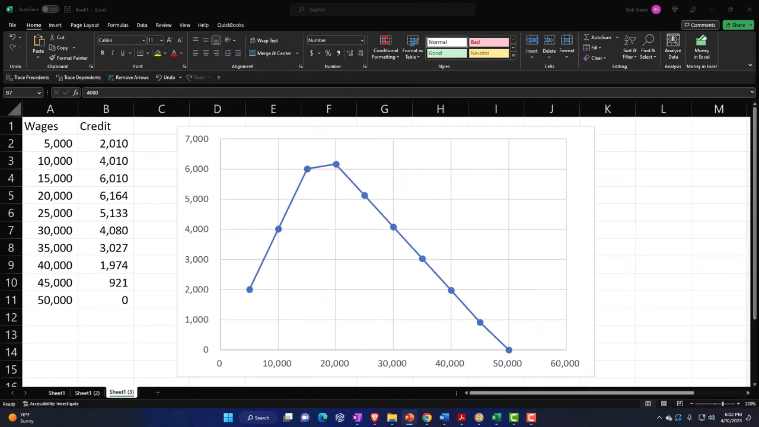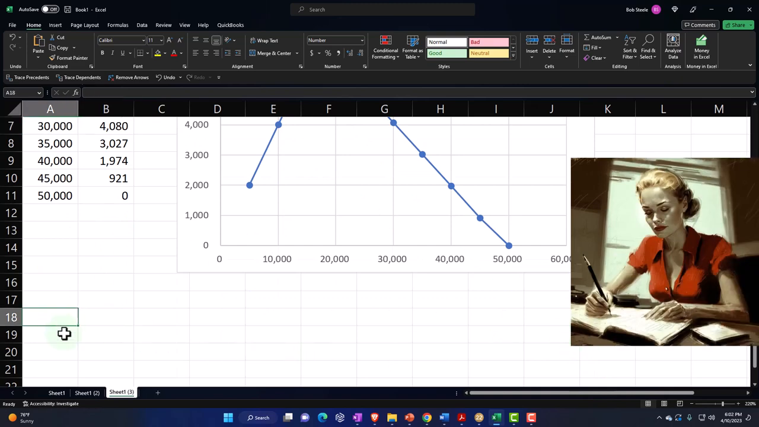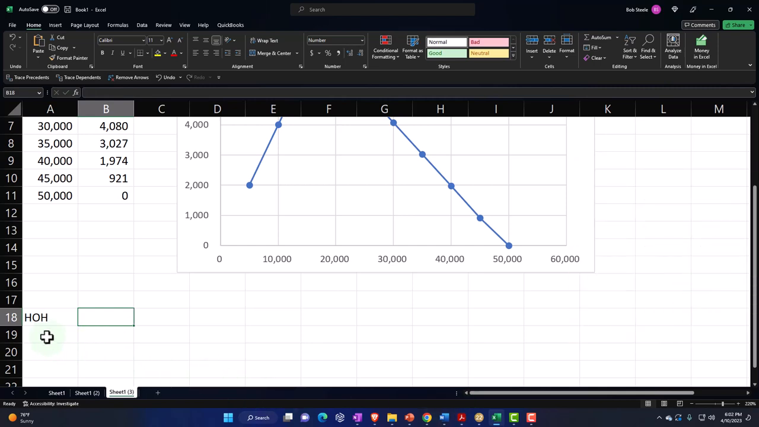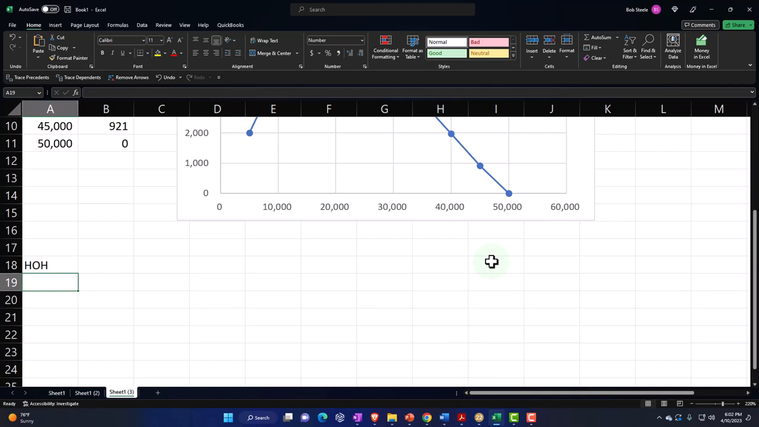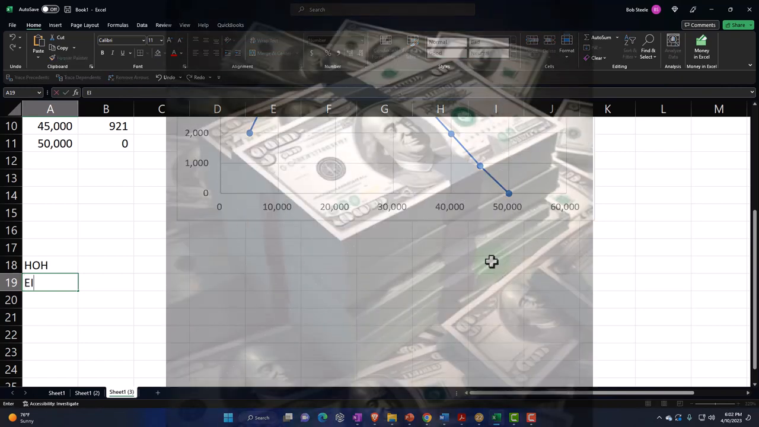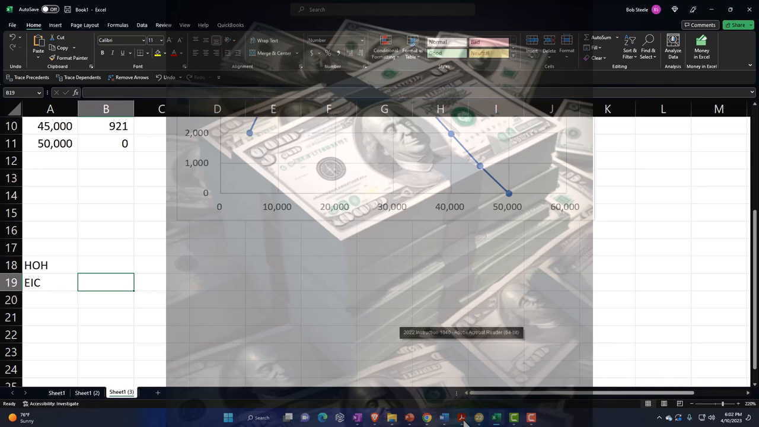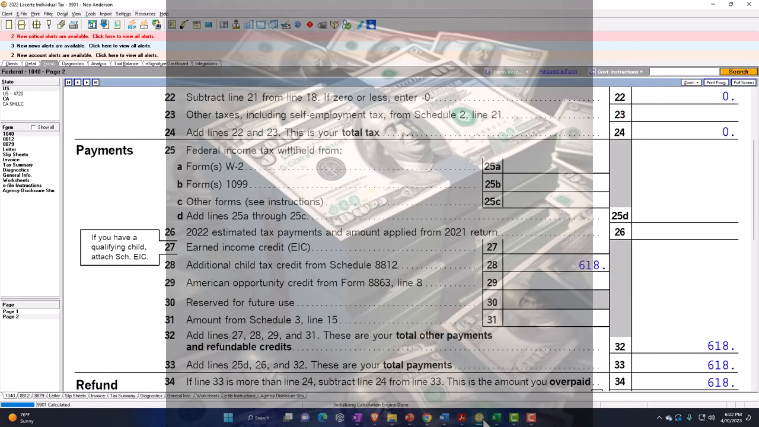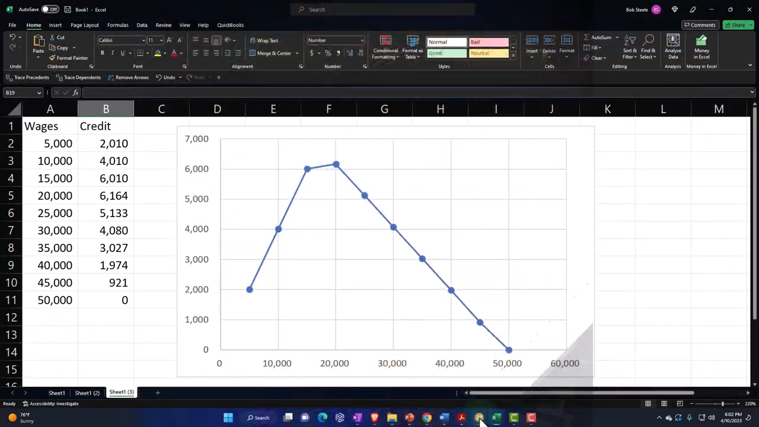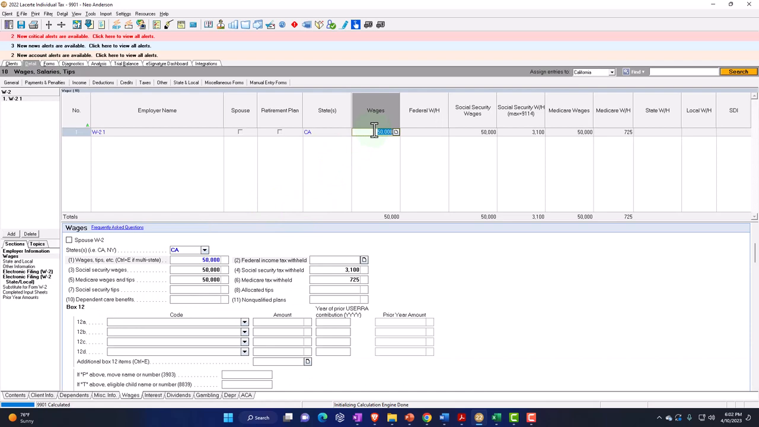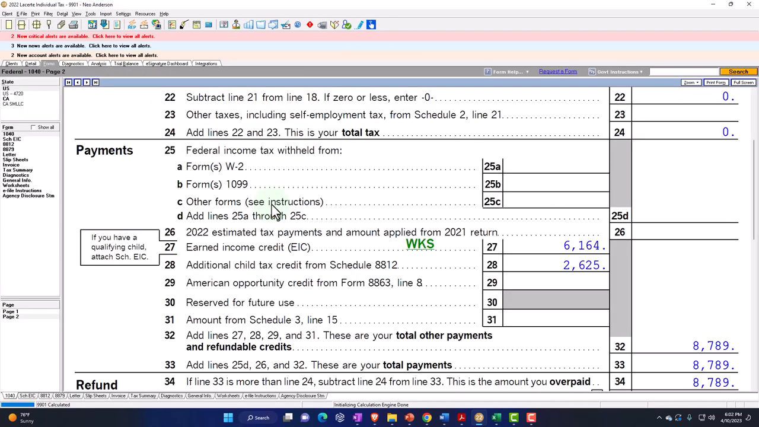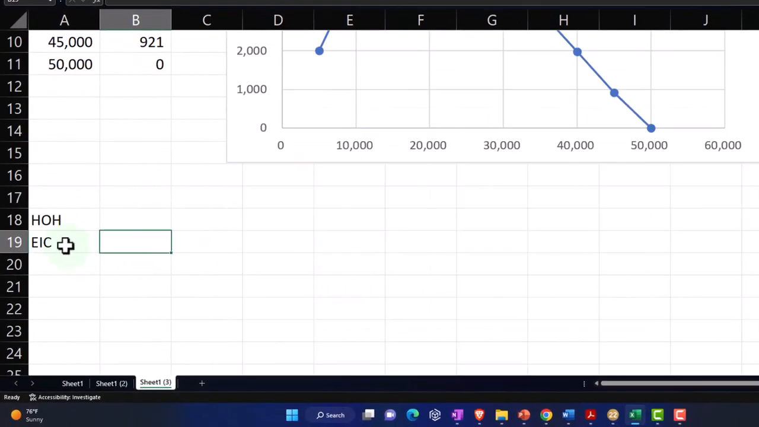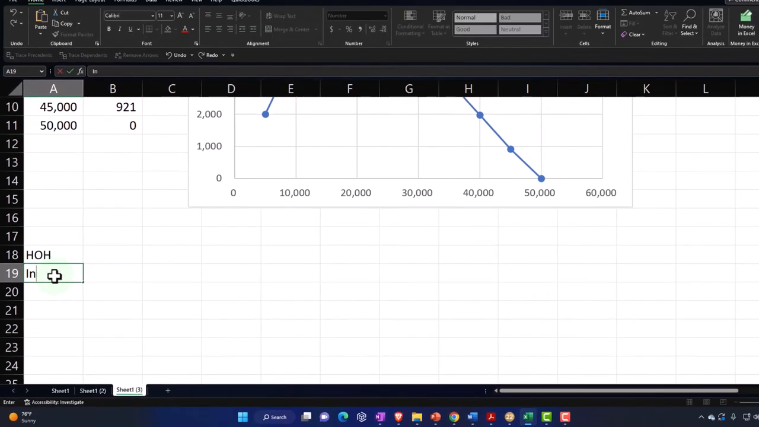So let's write down what we have here. Right now we've got head of household. If we had a single person, then we've got the earned income credit. Let's maximize it out. Let's go back to the maximum, which I think is somewhere around $20,000 on the max, and that gets us to that 6164. So let's say earned income. I can't spell.